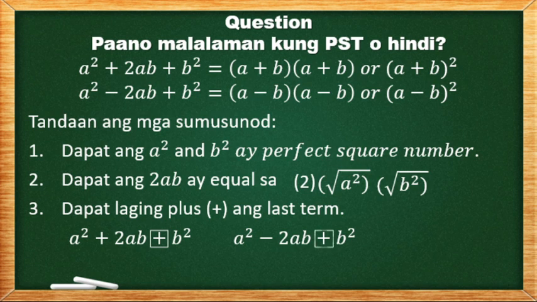Ayan. Tandaan. Una nyo tignan agad yung number 3. Kapag yung last term ay hindi plus, therefore, it's not PST. Hindi mo pwedeng gamitan ng PST method to get the factors. Okay, let's apply the 3 rules or yung lagi nating isipin para masabi natin PST ang mga trinomials.